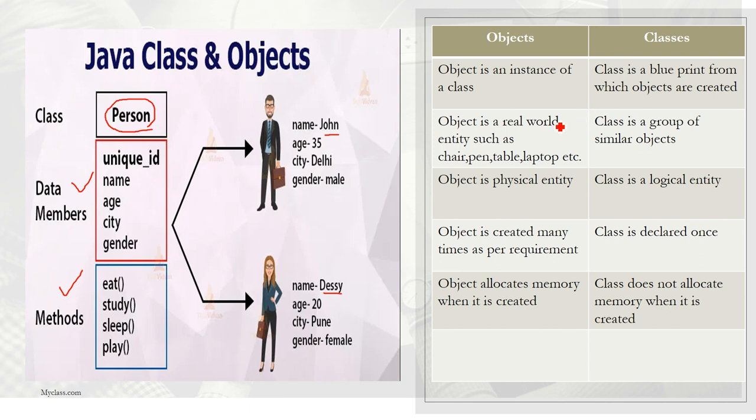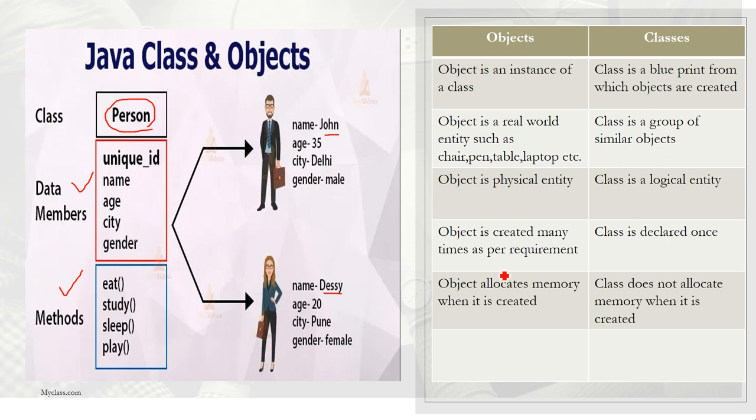Okay. So let's see the difference between classes and objects. Object is an instance of a class. See, Person is a class. John is one instance of the class Person. Desi is another instance of class Person. Class is a blueprint from which objects are created. That we already explained. Object is a real world entity such as chair, pen, table, etc.